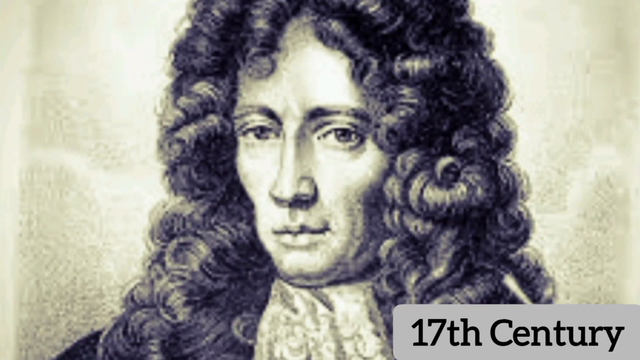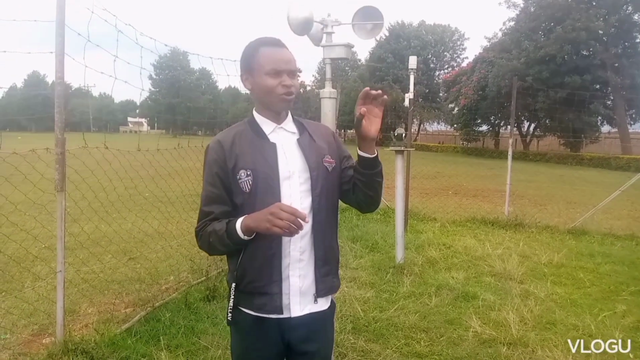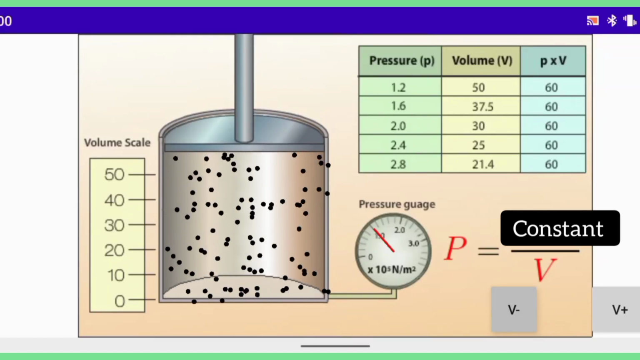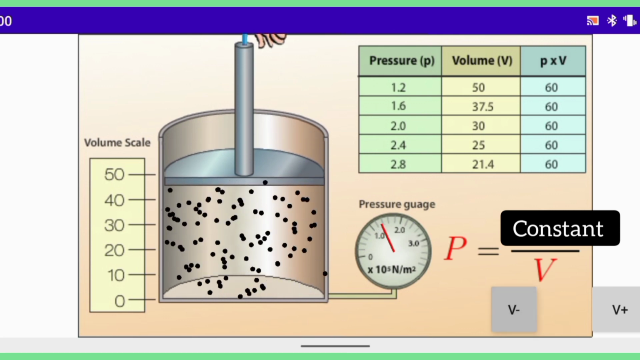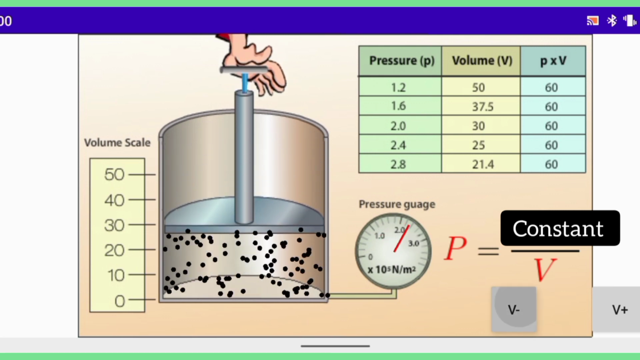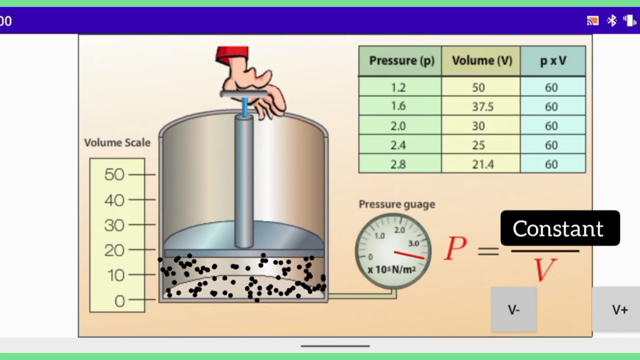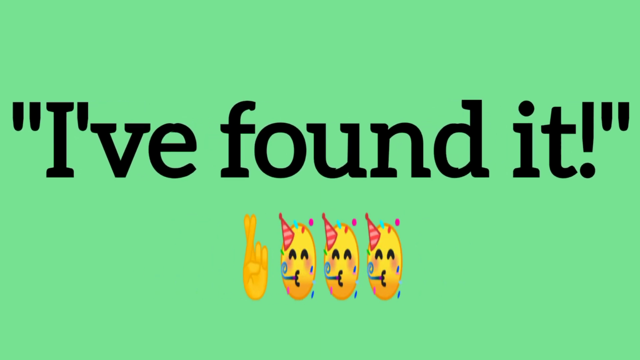It all started in the 17th century when one curious fellow, Robert Boyle, was busy playing with a pump and a confined gas, and it dawned on him that as he reduced the volume of the gas, the pressure exerted by the gas drastically increased. "I've found it," said Robert Boyle. "I've found it," he repeated.